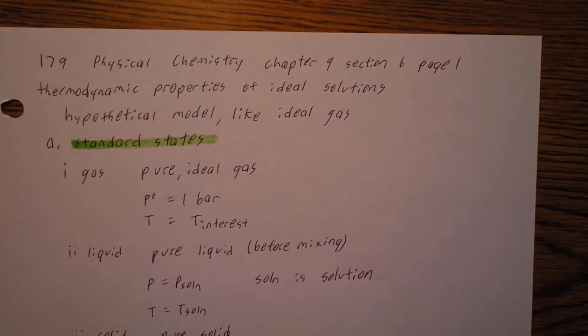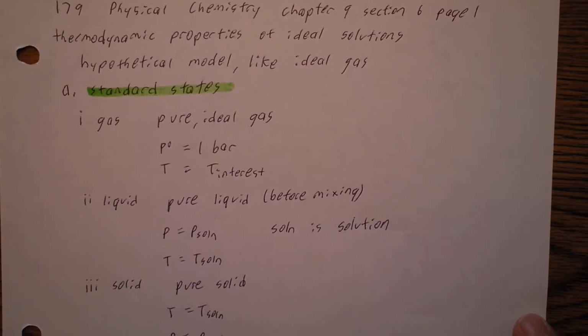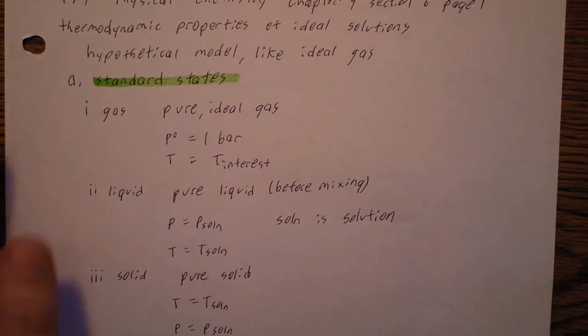Continuing on physical chemistry, chapter 9, we're going to do section 6 now. We're going to talk about the thermodynamic properties of ideal solutions. Now remember, this is a hypothetical model, just like an ideal gas. So first of all, we need to define what the standard states for solutions are.